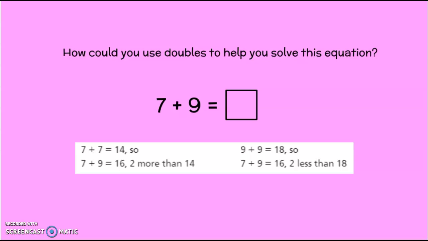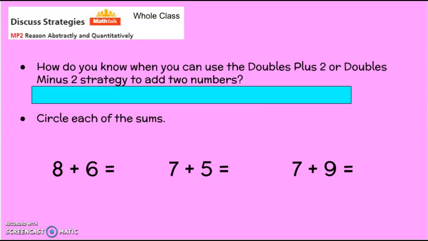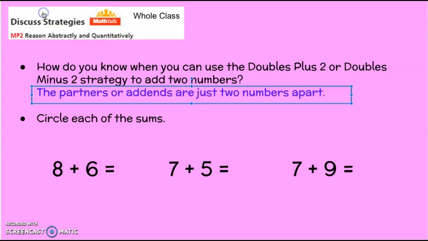Here's another example. 7 plus 9. 7 and 9 are 2 numbers apart, so I can do a double plus 2 or a double minus 2. How do you know when you can use a double plus 2 or a double minus 2 to add 2 numbers? Yep, the partners or add-ins are just 2 numbers apart now.